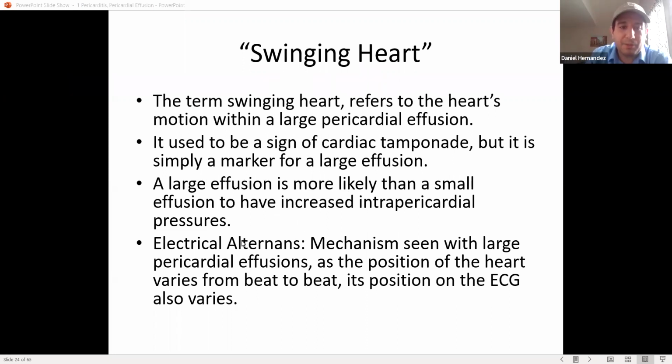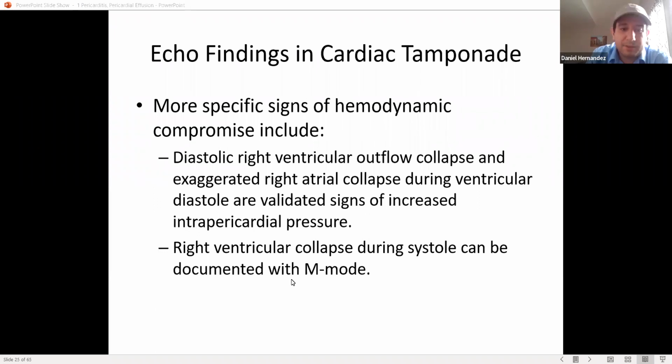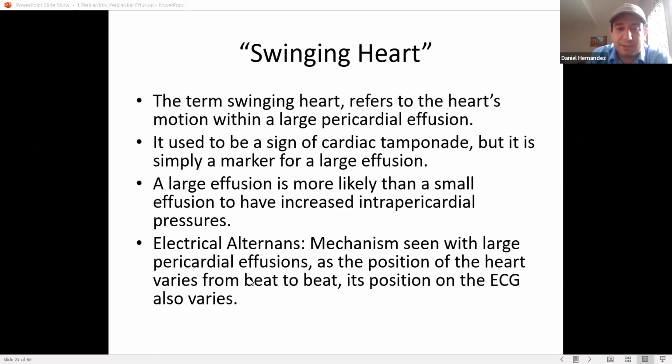And then there's also something called electrical alternans. So the mechanism seen with the large pericardial effusions, as the position of the heart varies from beat to beat, its position on the EKG also varies. So we could see variations in the EKG tracings because the heart's actually swinging, and the position varies from beat to beat.